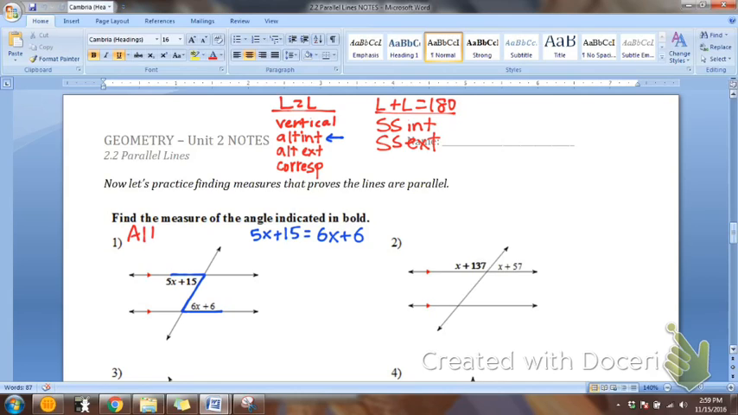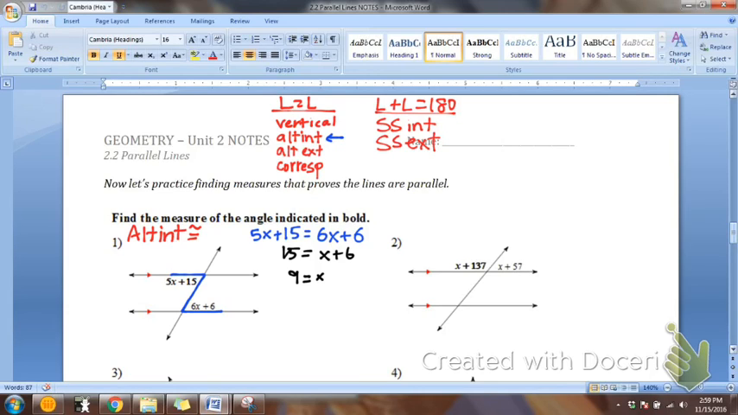And I'm going to make myself a note that says these are the alternate interior angles and they're congruent. Okay, so if I subtract 5x, I get x. If I subtract 6, I get 9. You guys getting x to be 9? Yeah. Okay, but the problem says find the measure of the angle that's indicated in bold.